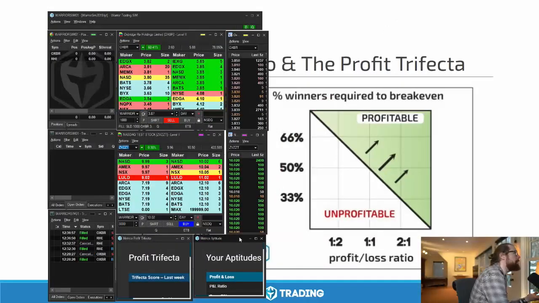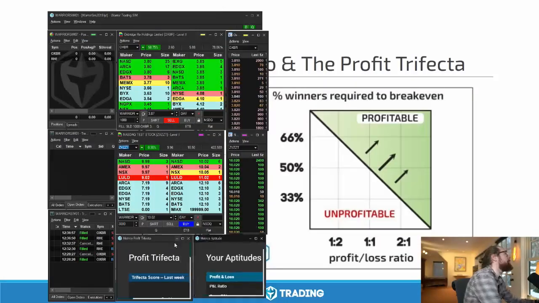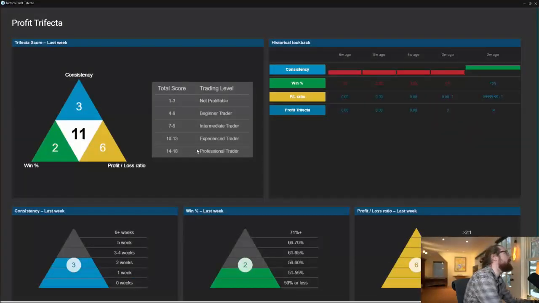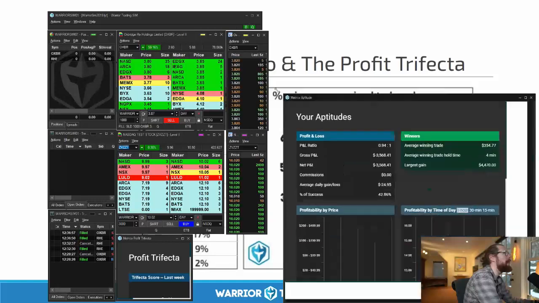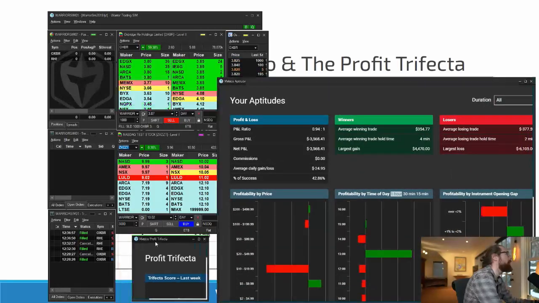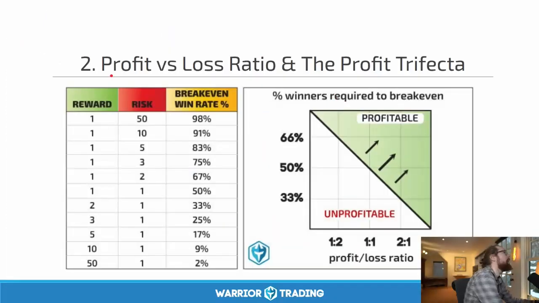And ultimately, if your aptitudes do not support trading with real money, then you certainly shouldn't go live. On the profit trifecta right here, this is a little bit different. This takes the information of the aptitudes and presents it in a more visual way that for some is easier to understand. And that's what we're going to get into right here.